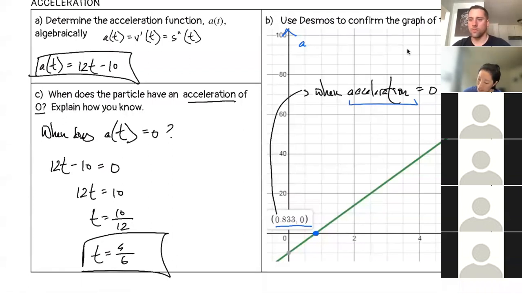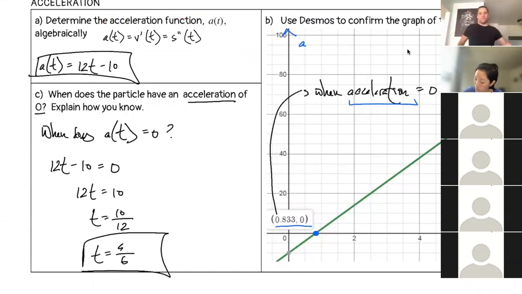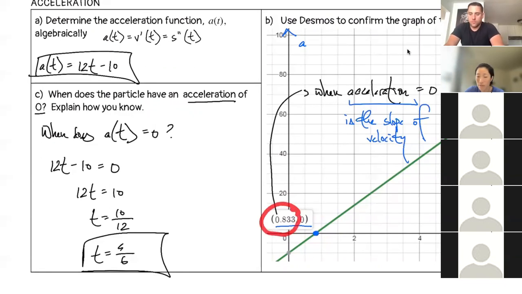There we go. So we said velocity, if I take that derivative, I end up with acceleration. Well, what does that mean? That means acceleration is the slope of velocity. Acceleration is the slope of velocity. And what this means is that if I go to 0.833 on the velocity graph, the slope there will be 0.